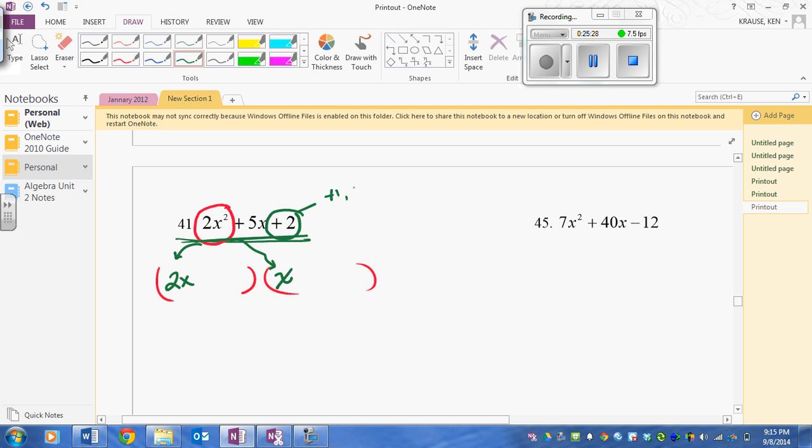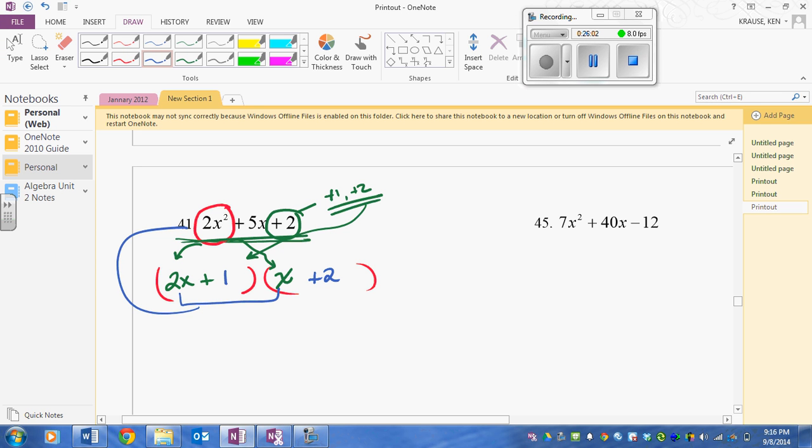Positive 1, positive 2. Now, since there's no GCF to begin with, I know I can't put that 2 in there, because that would give me a GCF, like we talked about in class. If I was to put a plus 2 in here, I could take this 2 out. It would have a GCF, and I do not want to do that. So I can't put the 2 there, so the only way is to put the 1 here and a positive 2 here. Now let's check this.